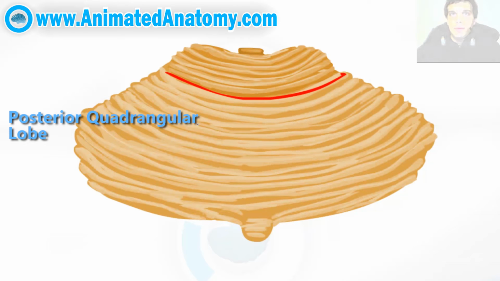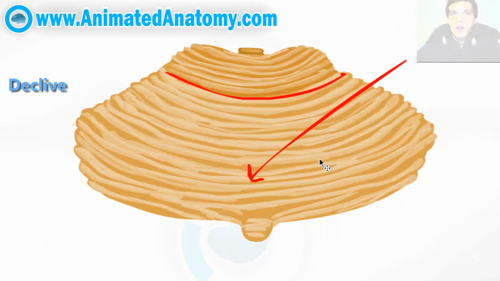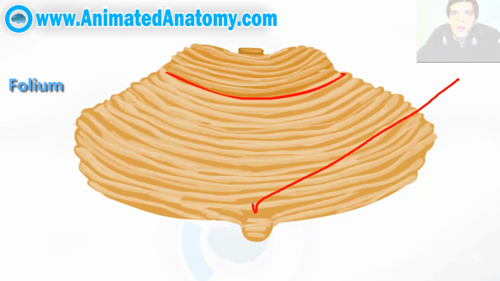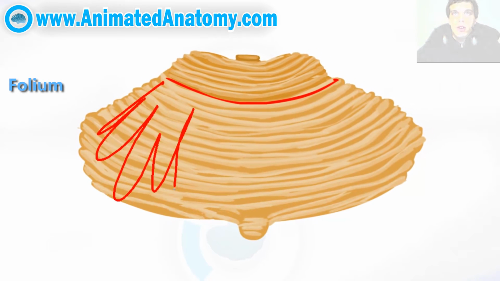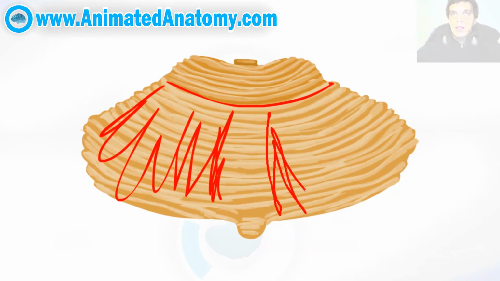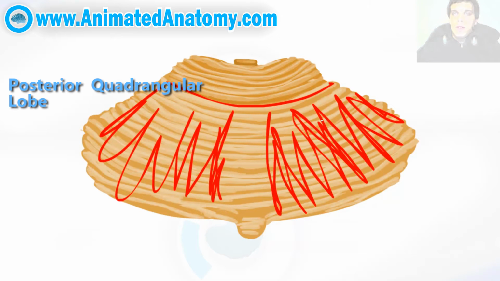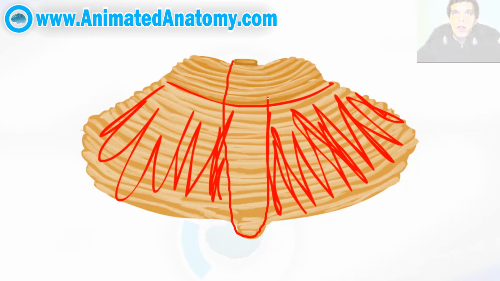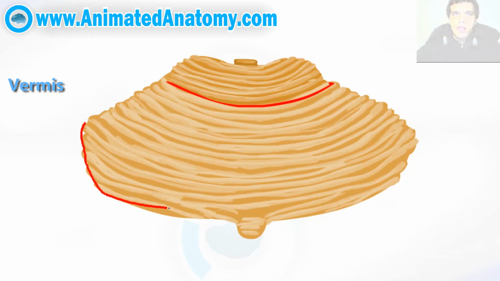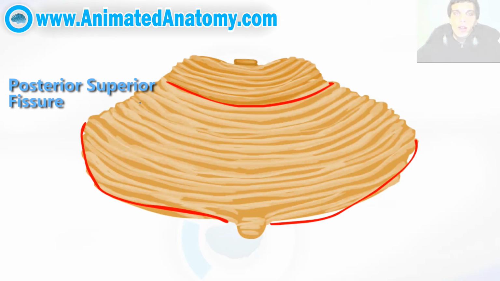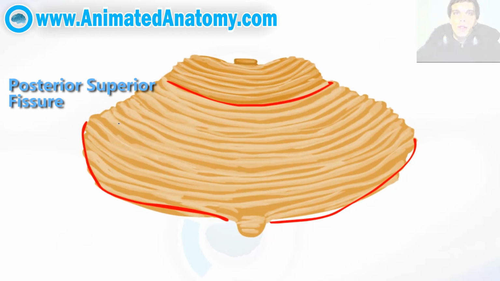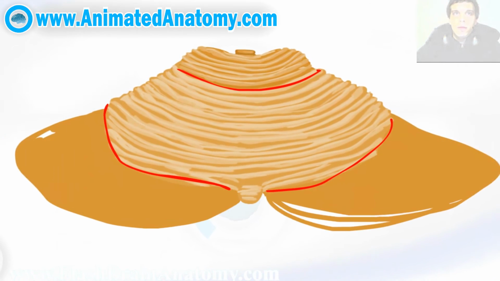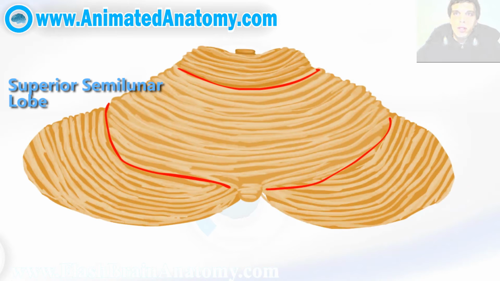fissure. Then we had the clive somewhere over here, and the folium over here. This over here, all the way, is the posterior part of the quadrangular lobe. As I said in the last video, this in the middle is the vermis. Then we have the posterior superior fissure over here that divides the posterior part of the quadrangular lobe from the superior semilunar lobe. And then we have the horizontal fissure.